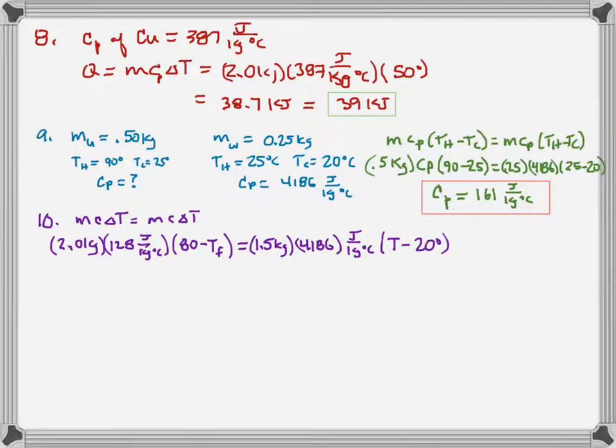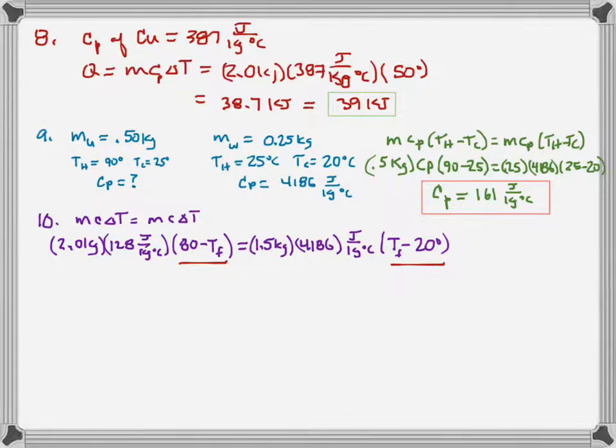Now the key here is the way you set up the equation, so that you know that when it's hot minus cold for the metal, right here, it starts at 80 and it drops down to some final temperature. But then for the water, it starts at 20, that's the T cold, but it warms up to some temperature, so hot minus cold is going to be TF minus 20. So that's the trickiest part of this problem. Well, I guess that's the first trickiest part.